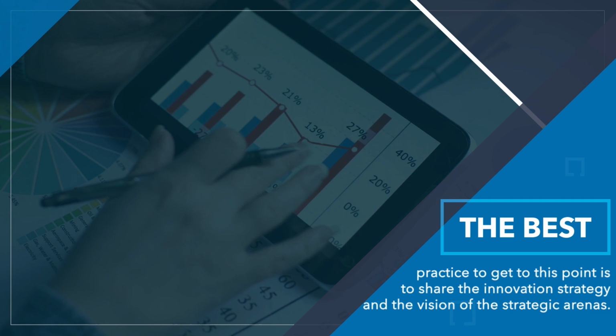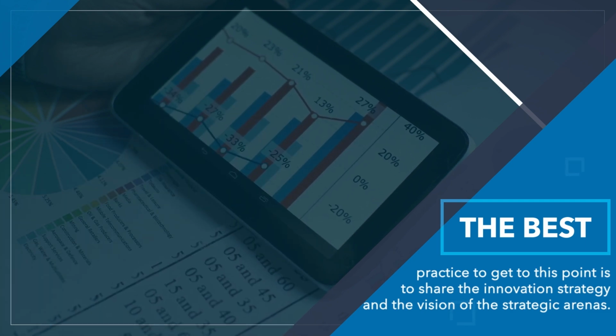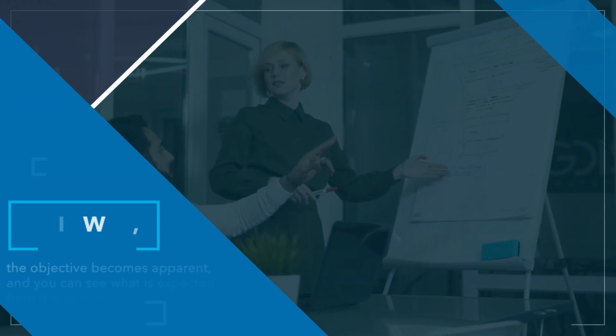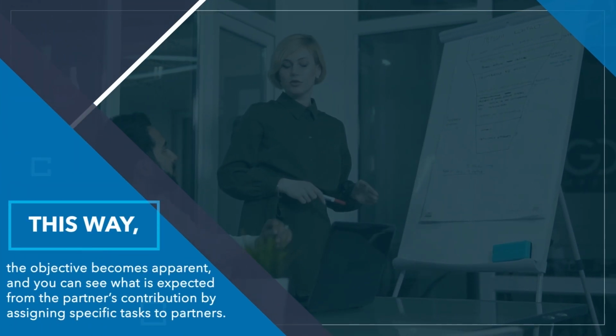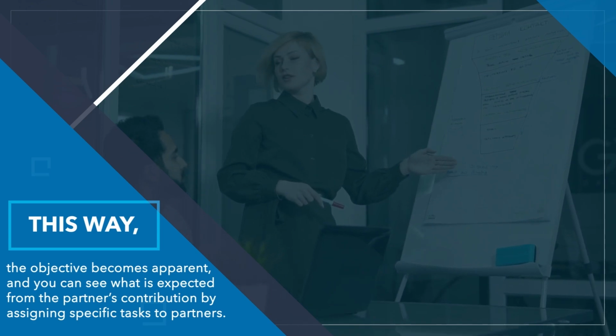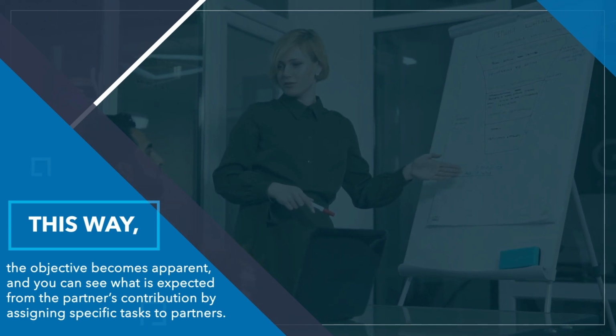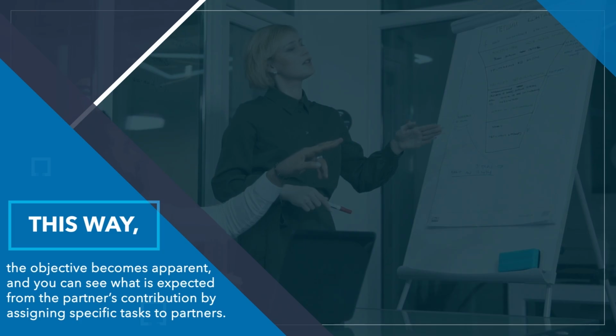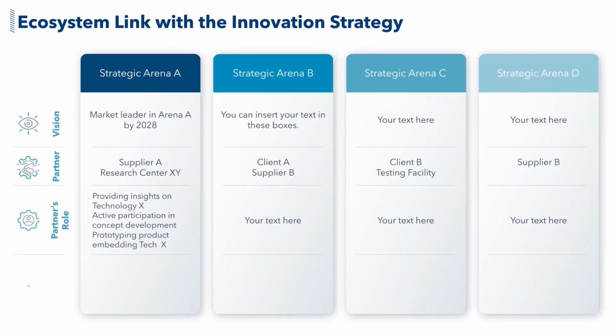The best practice to get to this point is to share the innovation strategy and the vision of the strategic arenas. This way, the objective becomes apparent, and you can see what is expected from the partner's contribution by assigning specific tasks to partners. Finally, you should plan periodic coordination meetings and workshops to ease the collaboration. In an optimized innovation ecosystem, you should focus on having fewer spectators and more active contributors on board.